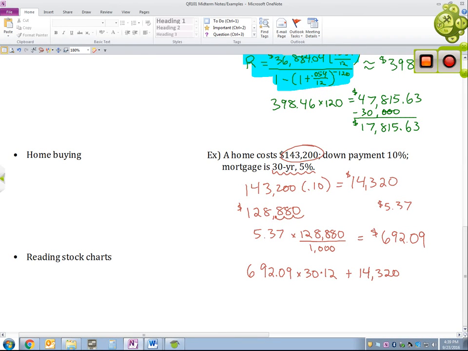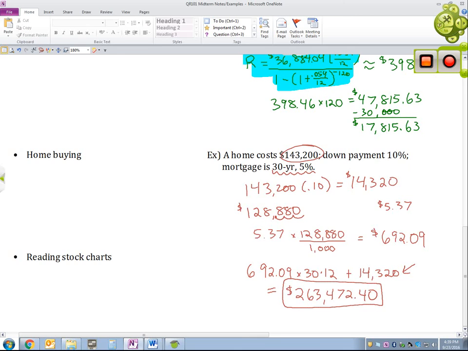Then we take that and add it to the $14,320 that was our down payment. That comes out to be a total cost of $263,472. Fix that. $263,472.40 for the total cost of the home. Don't forget to add the down payment back in there when you're doing total cost.